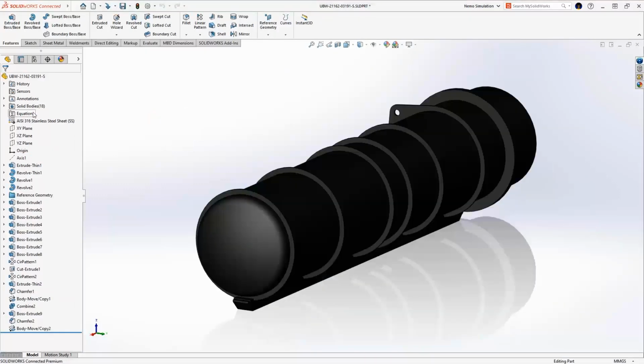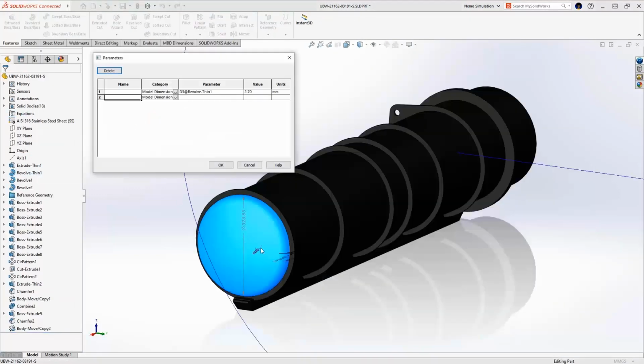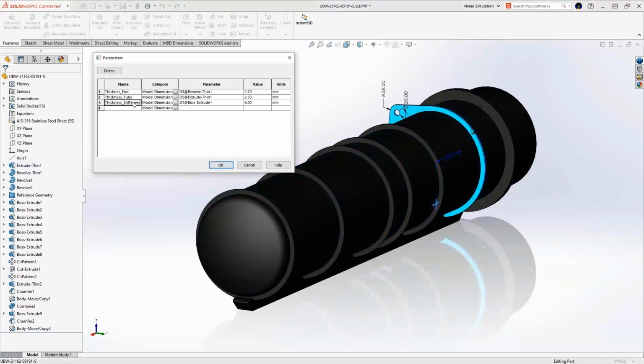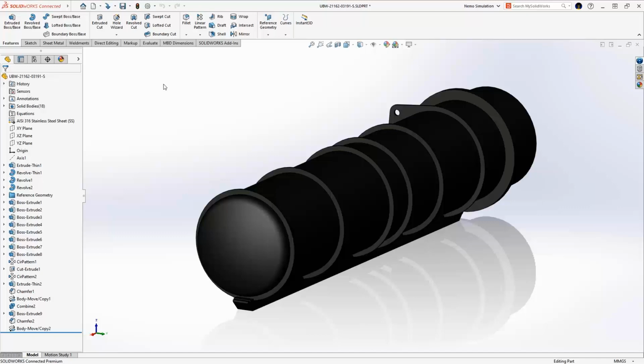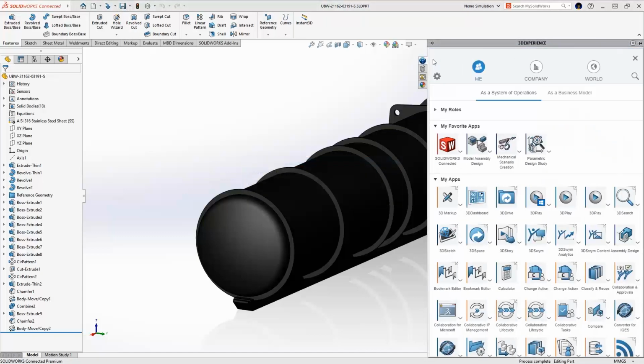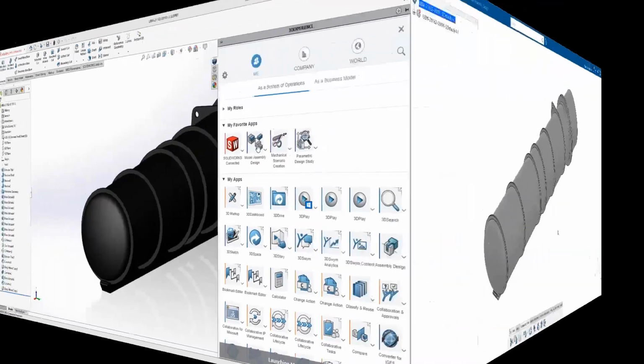Adam considers the thickness of the steel tube and stiffness. He then defines the associated dimensions as parameters that can be optimized. He saves the updated model to the platform and launches the Model Assembly Design app to start the simulation process.